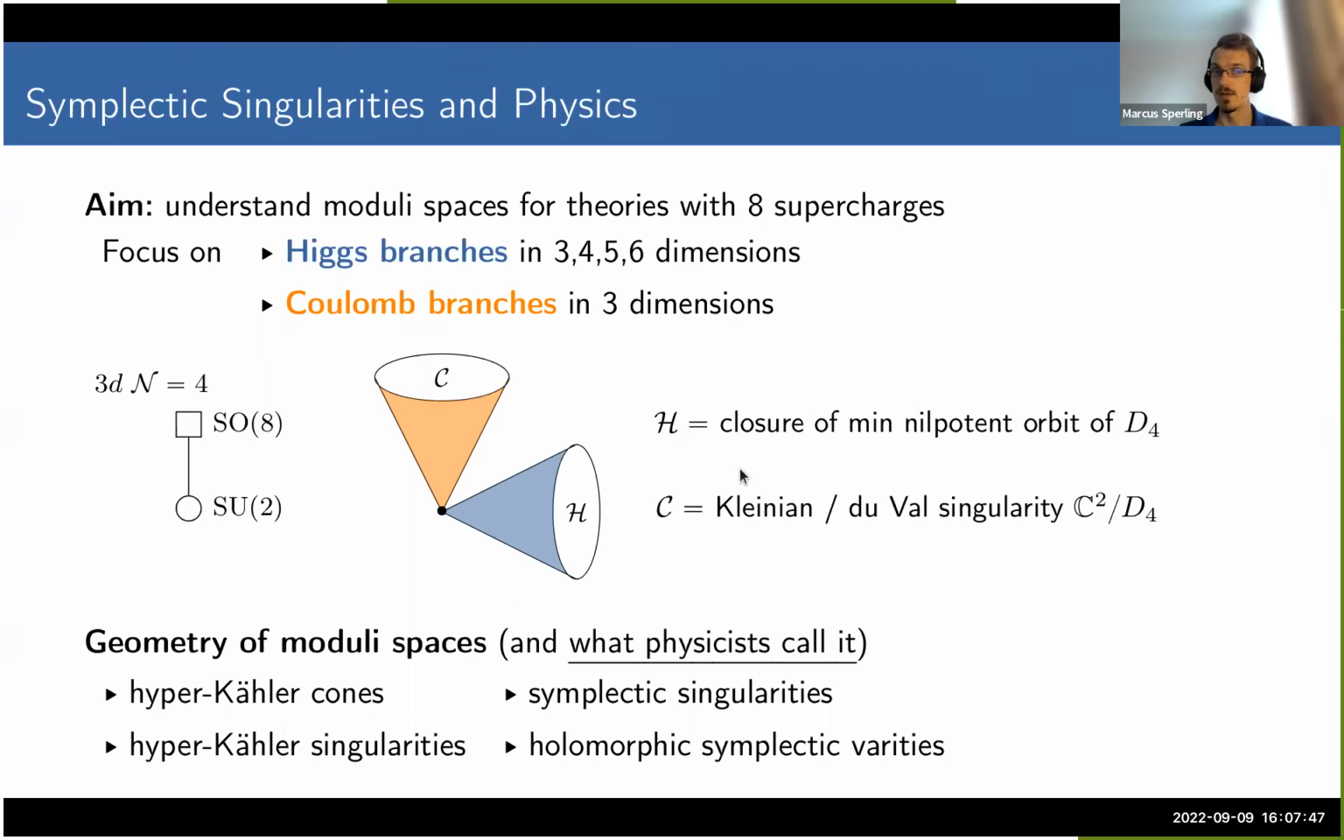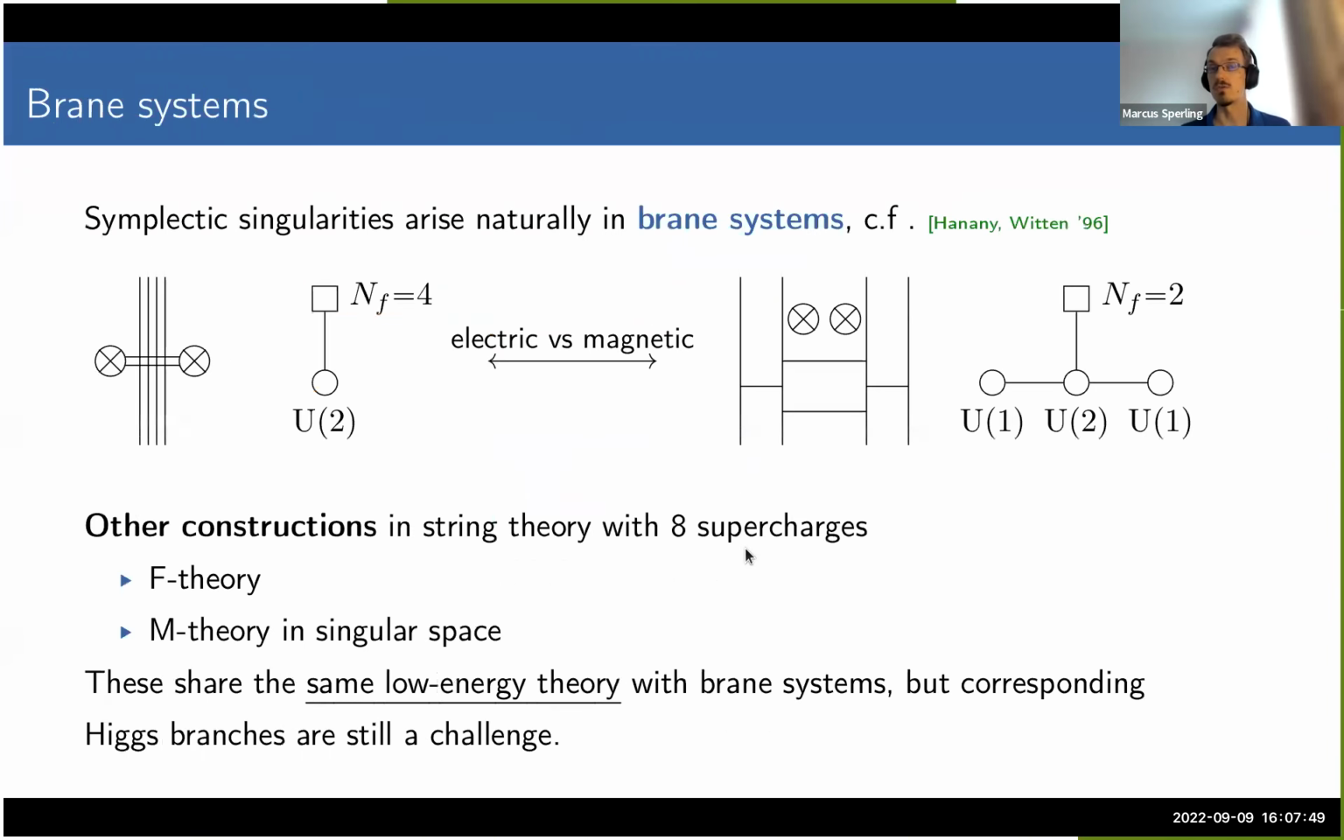So why do we like these kinds of geometries? It's because we have quite a lot of constructions in string theory that actually realize them in one way or another. One of the examples that I've usually been working with is what's called brane systems in type II, which go back to the work of Hanany–Witten in '96.